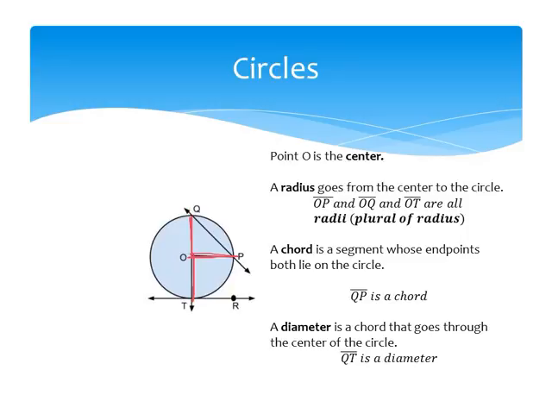A chord is a segment whose endpoints both lie on a circle. So if we look here at segment QP, that's a chord. It's not going through the center, and both endpoints lie on the circle. A diameter is a chord that goes through the center. So in this case, I'm going to start at Q, and I'm going to go through the center and come over and touch T. So QT is a diameter.